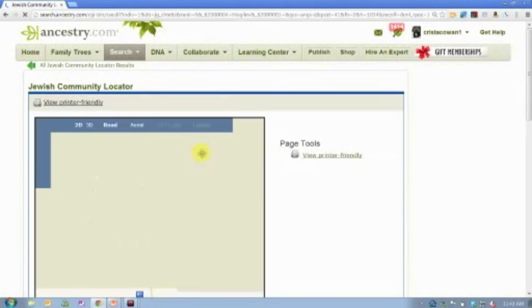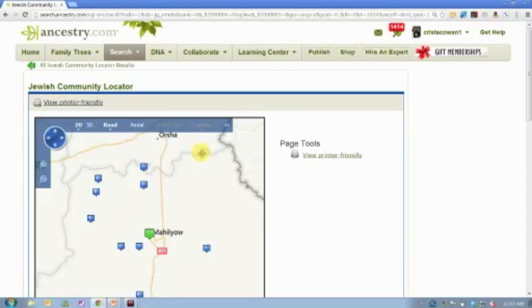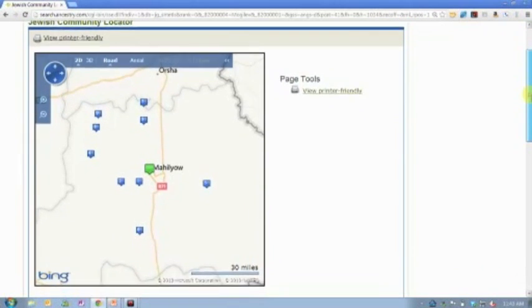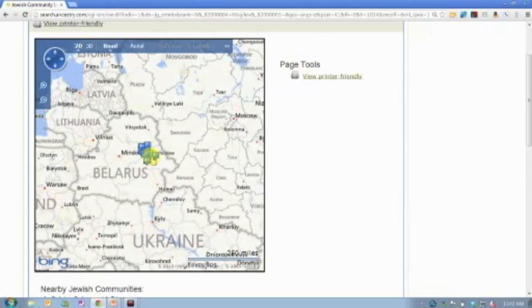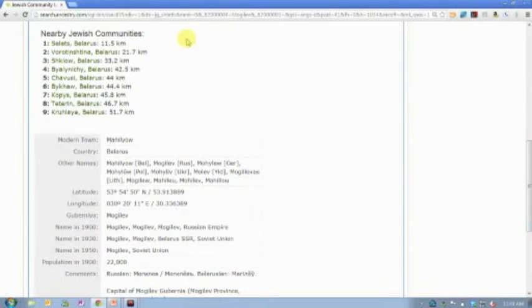Once I determine that, and that's important because in a lot of places in Eastern Europe, you'll end up with towns, sometimes even small villages, where you'll have 3 or 4 of them. So the more information you can collect in the US records, the more likely you are to identify the correct location. Then it takes me to a map that shows me where that location is. In this case, it's in Belarus. The even cooler fact that I love about this is that it shows me nearby Jewish communities and how far those communities are. People often married people from nearby Jewish communities.